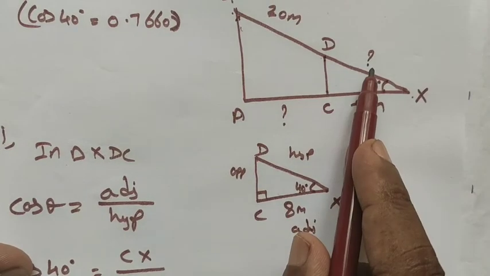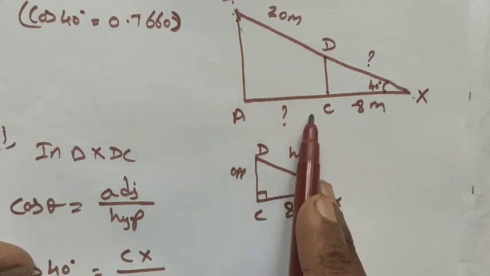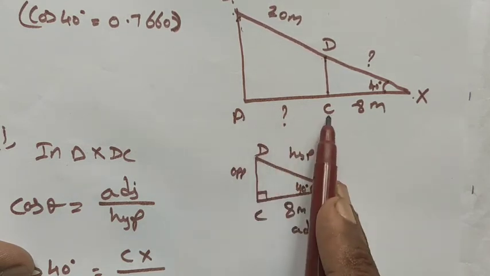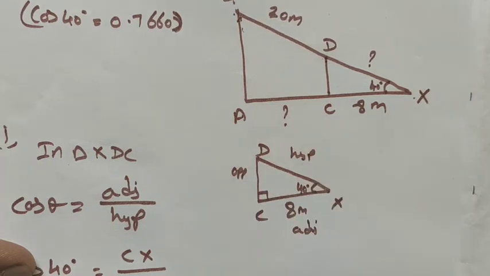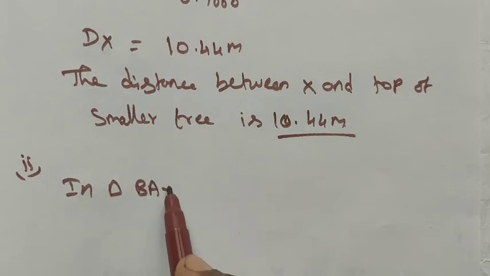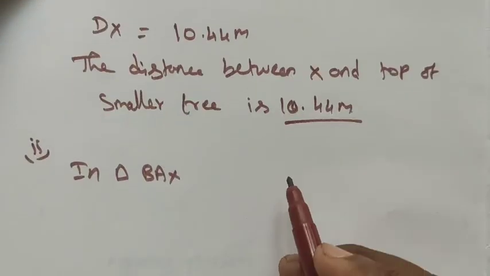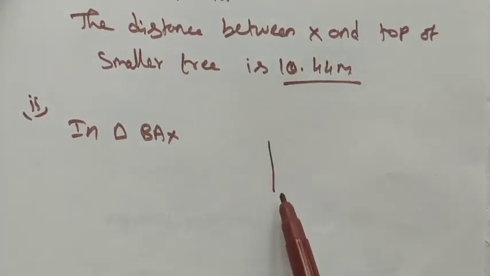Next, question number 2. First we found this. Next we want to find the horizontal distance between the two trees. We want to find the distance AC. So I take the whole triangle, triangle BAX. I draw the triangle roughly here.